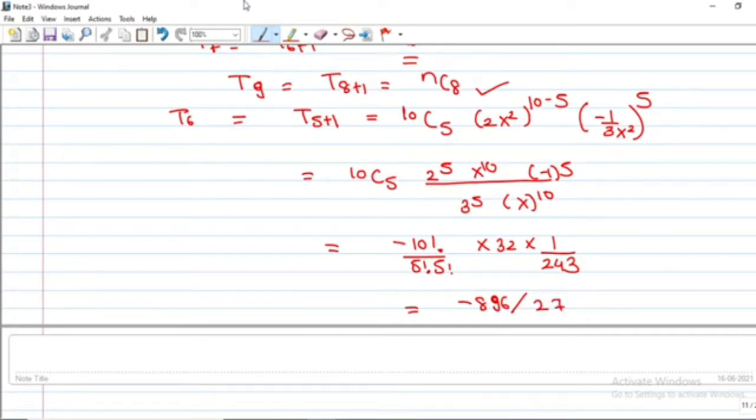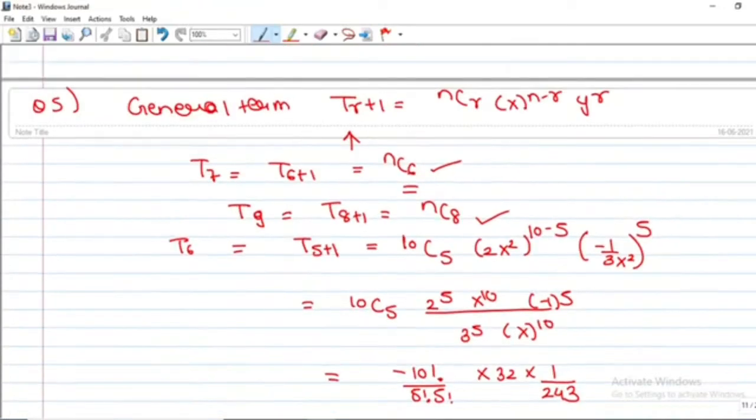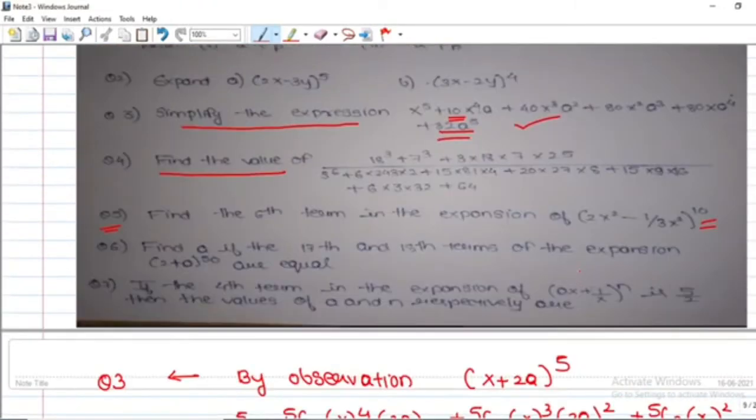Now the next question which we are going to move on to is the sixth question. We did the previous question, the sixth term, which was the minus term, minus 896 upon 27. Now the sixth question is: find a if the 17th and 18th terms of the expansion of (2 plus a) power 50 are equal.